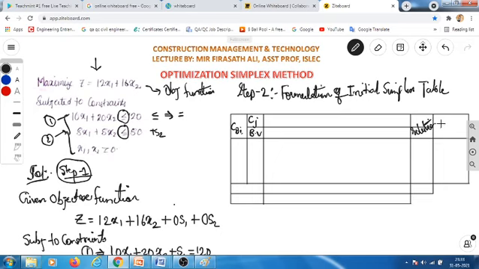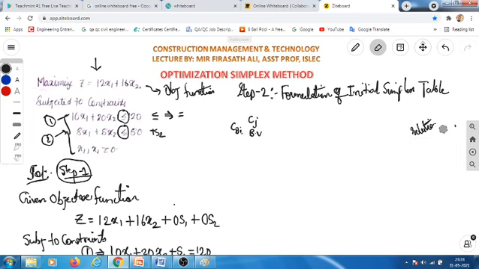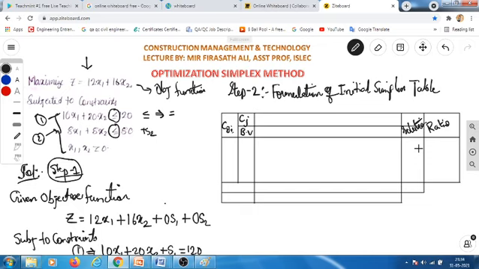Here we have solution. Here we have ratio. If it is not clear, let us write it clear once again. So, as you have seen, we have the initial simplex table in front of us.